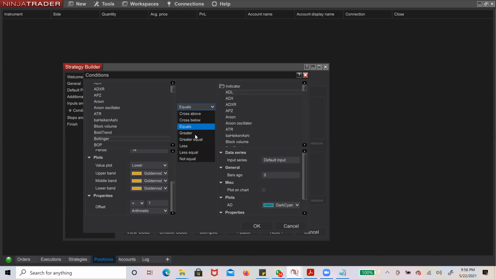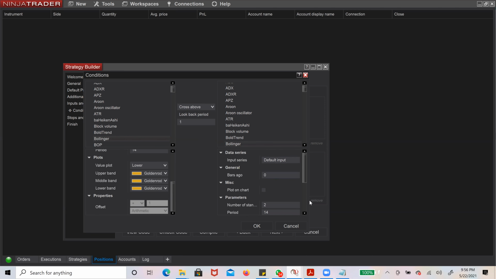so slow, cross above. And the whole thing is, whatever indicators you have selected here, you have to select the same thing here, otherwise it will never work.